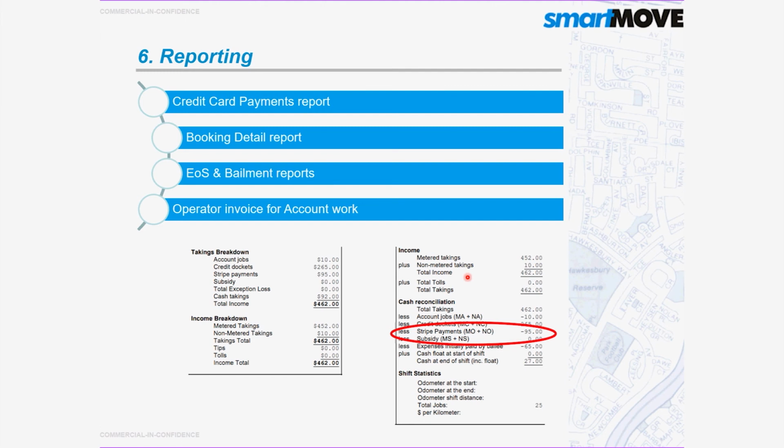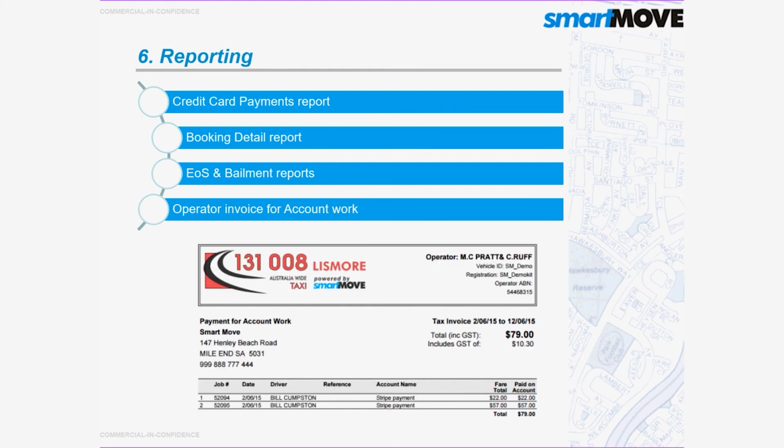And likewise, the bailment report, we show the total of all Stripe payments separately in the takings breakdown section. As the vehicle operators or owners will expect to be paid by the fleet, the Stripe payments will be included in the operator invoice for account work.